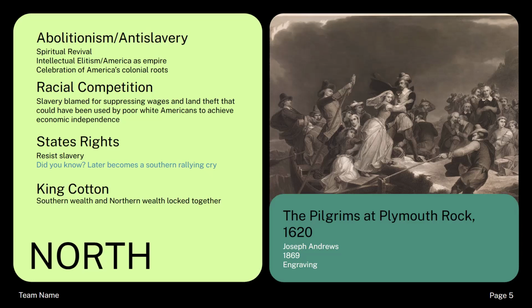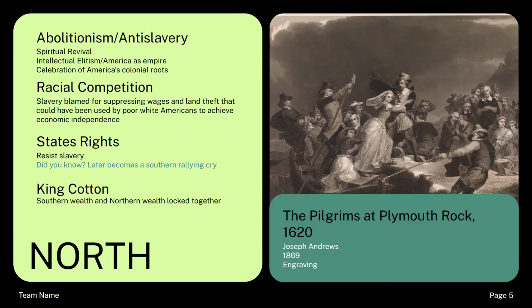You're also going to see some examples of racial competition. So slavery was blamed for suppressing wages and creating land theft that could have benefited poor white Americans who, from the beginning of America, were set to achieve economic independence through land ownership. Now, that may surprise you, as well as this next one. Did you know that the idea of states' rights as a Civil War conflict actually was a rallying cry for the North at first and later became a Southern rallying cry?